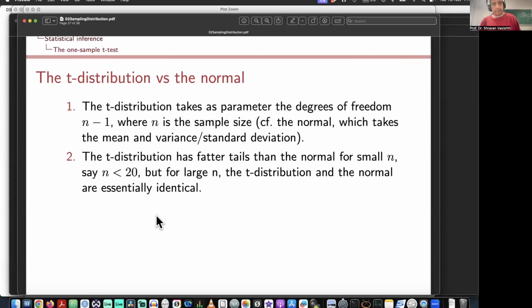So I've already explained how the t distribution is defined. It's defined in terms of the degrees of freedom. You can, of course, look up the equation for the t distribution. It might be in the textbook as well. But if not, you can find it on Wikipedia or something.